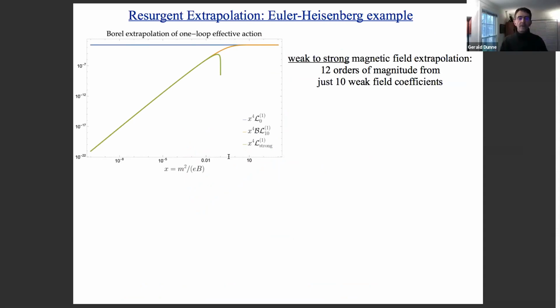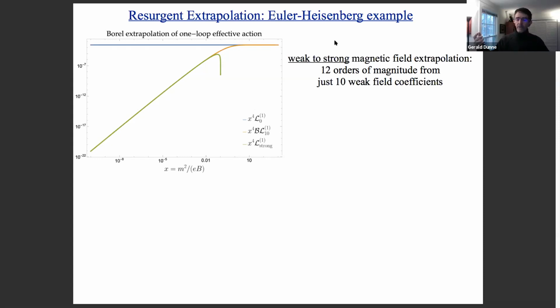techniques that I haven't specified, I'm just mentioning, you can generate this gold curve here, which is underneath the green one. And I've scaled out a factor of b to the fourth just to put it on a simple plot. And this is the weak field limit, and the green is the strong field limit, the logarithmic behavior at strong field. And they interpolate perfectly from just 10 input coefficients. So that's going from weak coupling to strong coupling.